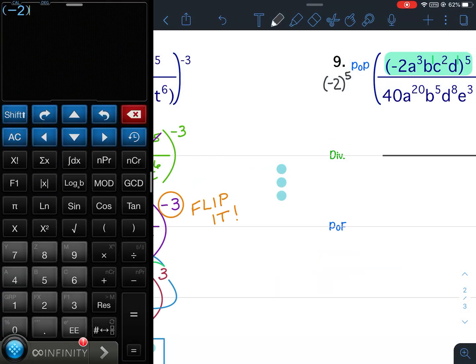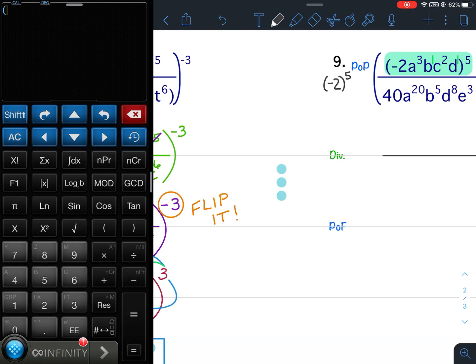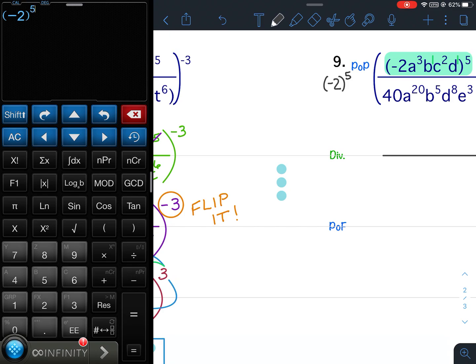Negative 2. Oops. Let me start over. Wrong button. Negative 2 to the 5th power is negative 32.